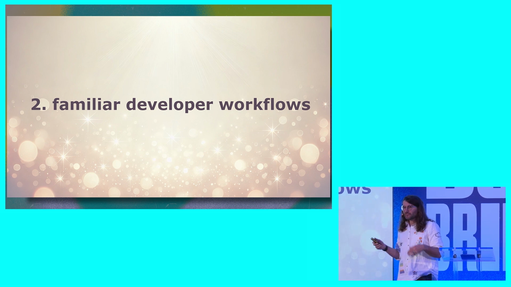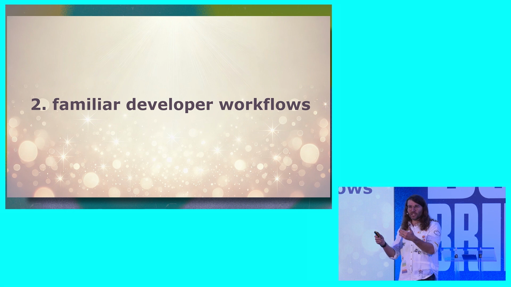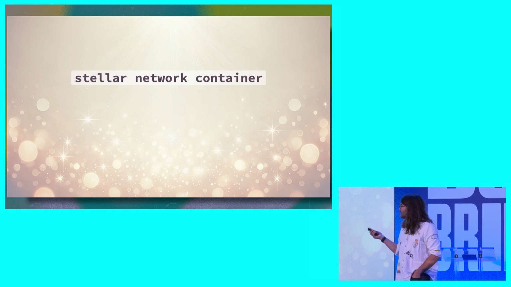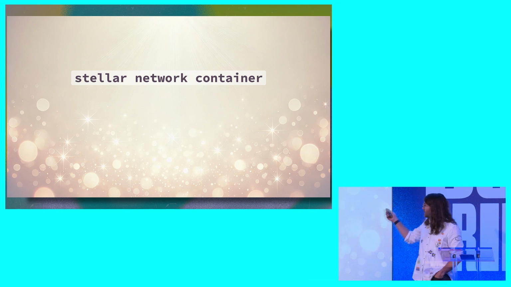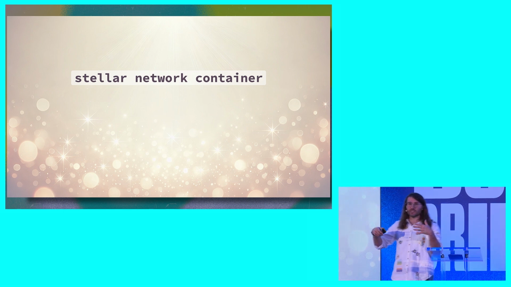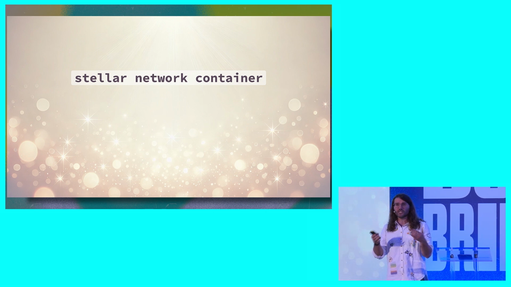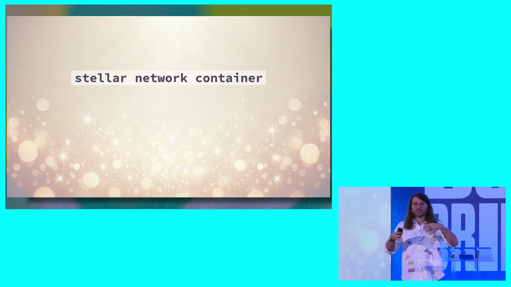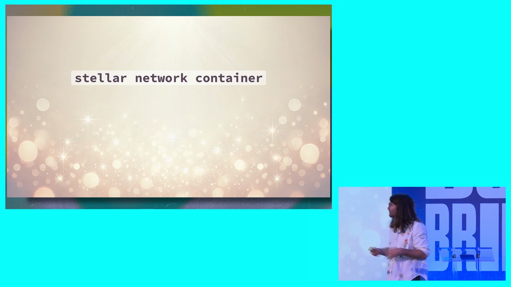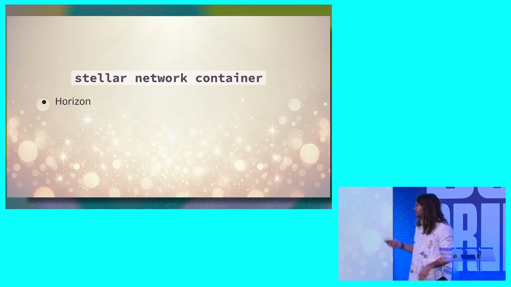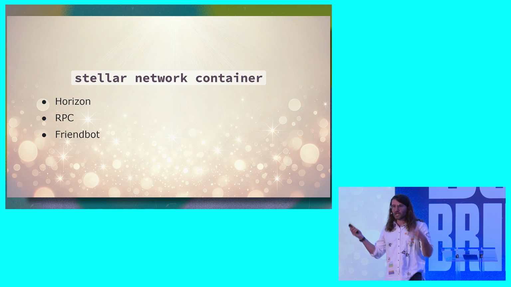In Near, you have to actually deploy your contracts to the testnet in order to work against them. I think this is similar in Ethereum. In Stellar and Soroban, we've got the Stellar Network Container command, so you can build everything locally, right? Everywhere in other ecosystems, like before I was in Web3, you always build stuff locally before you deploy it to a staging environment. So the Stellar Network Container gives you Horizon, RPC, and FriendBot all in one.